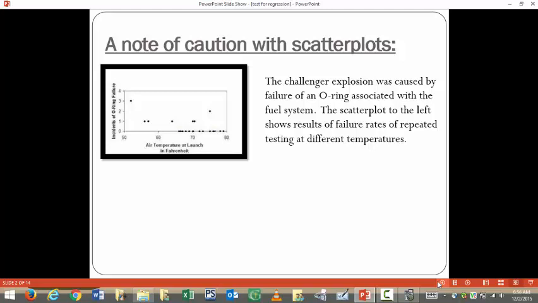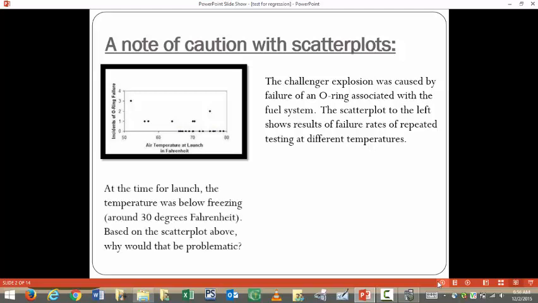The Challenger explosion back in the 80s was caused by a failure of an O-ring associated with the fuel system. The scatter plot to the left shows the result of failure rates of repeated testing at different temperatures. The issue here is at the time of launch, the temperatures were below freezing. It was approximately 30 degrees Fahrenheit when they launched that day. So based on the scatter plot above, we can see that that's problematic because they never accounted for temperatures that low. The lowest they went was just slightly over 50 degrees.